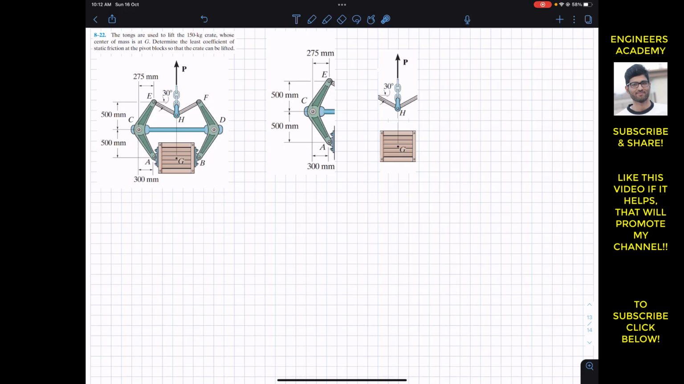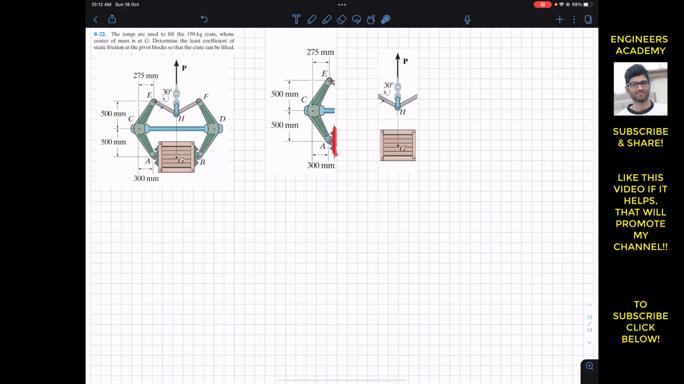So now at the crate, this portion of the tong will apply the force on this crate in this direction. So we will have, let's say, this normal force NA applied by this portion. So this is at point A, and then from the other side we will have NB. And then in order to prevent the crate from slipping down, this surface at A and B will apply the friction force in the upward direction on the crate.